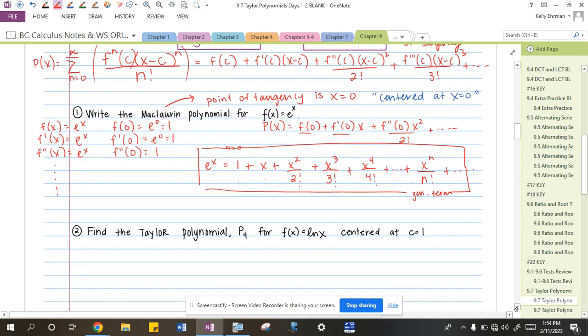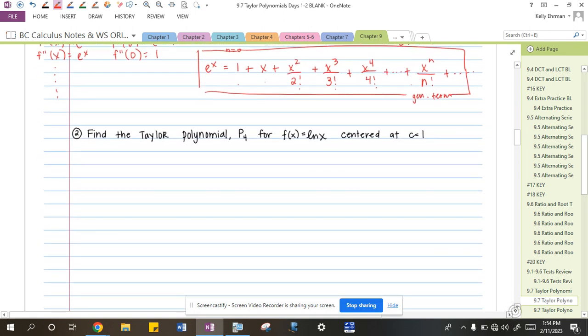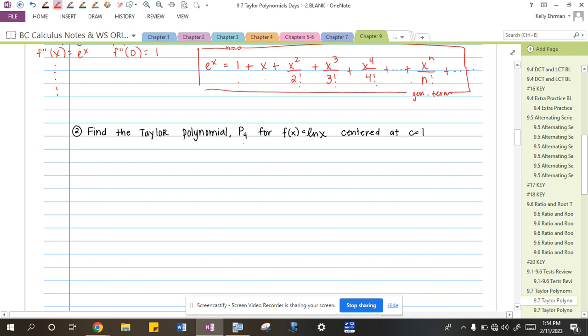All right, let's do another example. Got some new vocab for you. Find the Taylor polynomial P4 for f of x equals ln x centered at c equals 1. So remember, that's our x equals 1 is our point of tangency. That's what that means. It means that we will be plugging in and evaluating derivatives at 1.